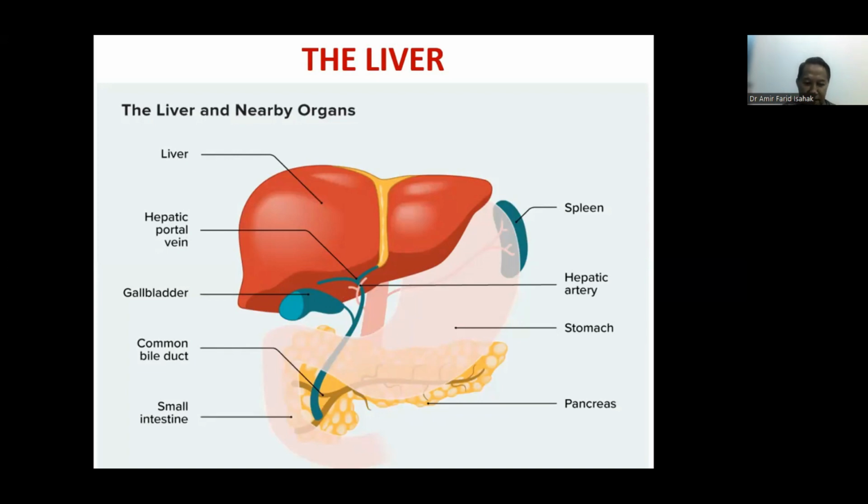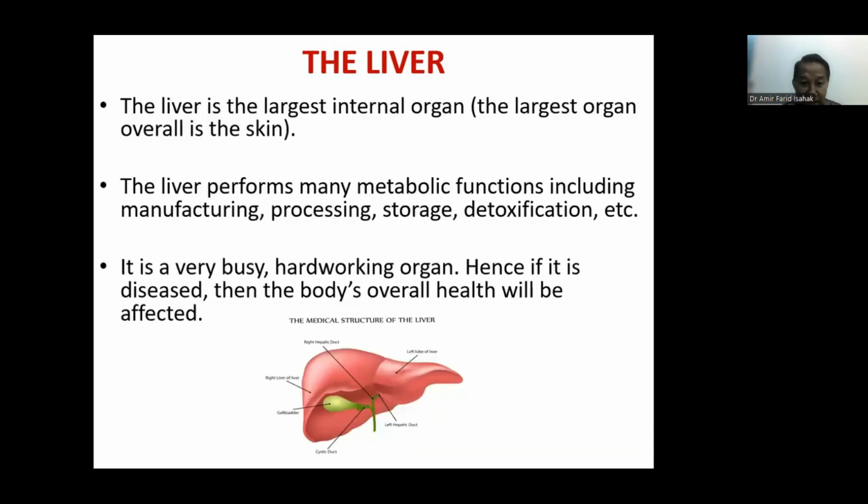And under the liver on the right side, the stomach continues to the duodenum and then becomes the small intestines. Okay, so I hope you're familiar with the anatomy. Okay, so the liver is the largest internal organ, but the largest organ of the body is the skin. Many of us don't think of the skin as an organ.